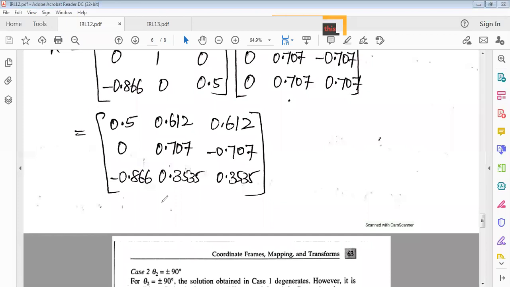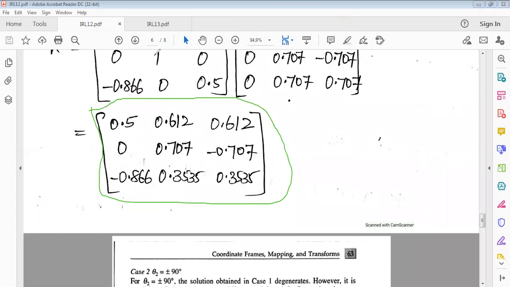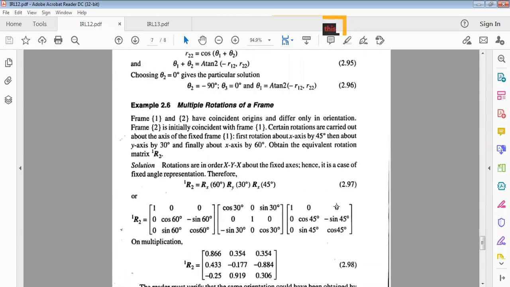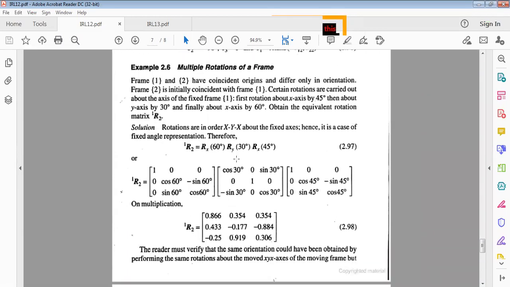Okay. So in this way, you will get the overall rotation matrix. So let us do another problem on the same concept: multiple rotations of a frame. Here three rotational actions happen on frame 2.